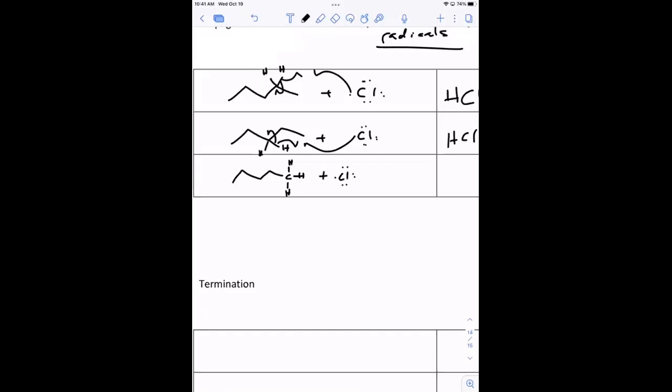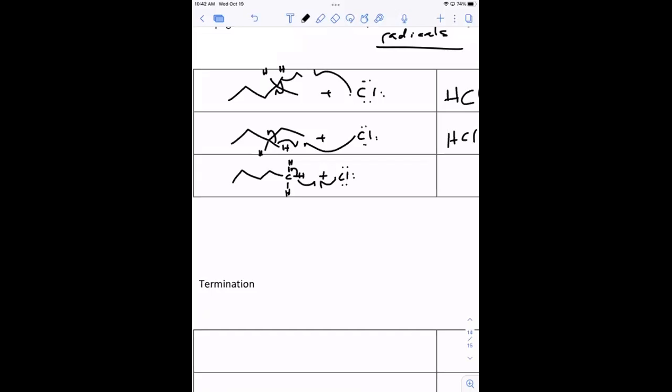Okay, great. That will never change. If you're doing abstraction of a hydrogen using a radical, that's how it happens. Every single time. We're gonna do this, and then one more arrow going back to R. All right, thank you, Chase.